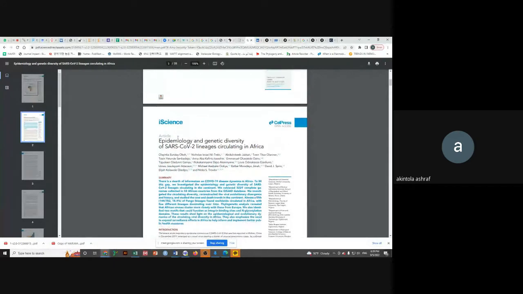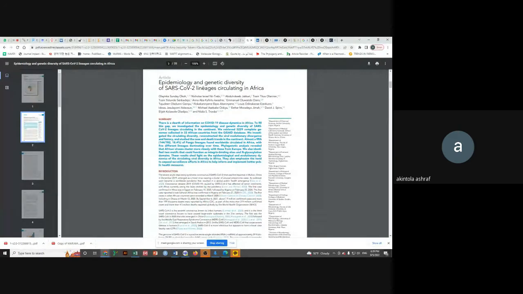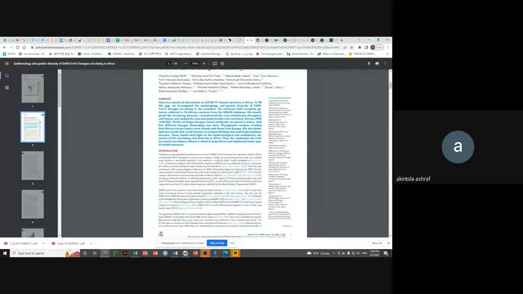So what they did was on the epidemiology and genetic diversity of SARS-CoV-2 lineages circulating in Africa. What they did was very, very simple. They retrieved 5,299 complete genomes collected in 33 African countries from the GISAID database. We investigated the circulating diversity, reconstructed viral divergence and history, and studied the case and death of the country. It's very straightforward. They carried out phylogenetic analysis, which revealed that African viruses cluster more closely with those from Europe.